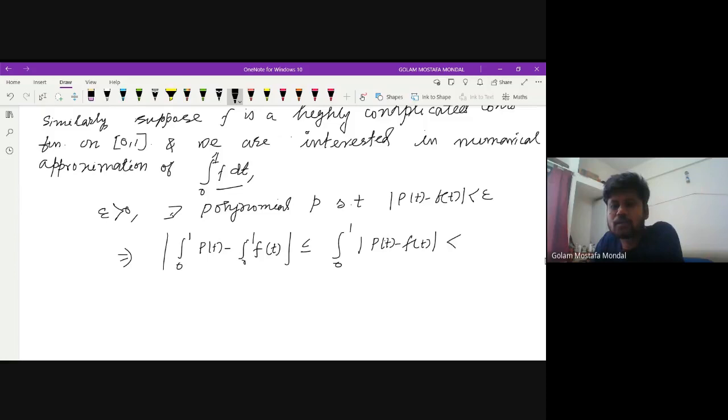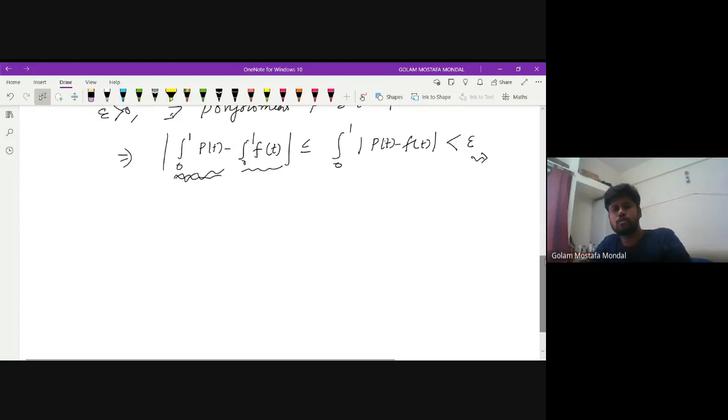So if your error tolerance is epsilon, and a polynomial is easy to compute, and the integration of a polynomial is easy to compute, then this is the importance of the Weierstrass approximation theorem. In numerical analysis, you can replace this integration by the integration of a polynomial. There are many applications of this theorem, but we are not going to discuss them. Now we are going to prove this theorem.